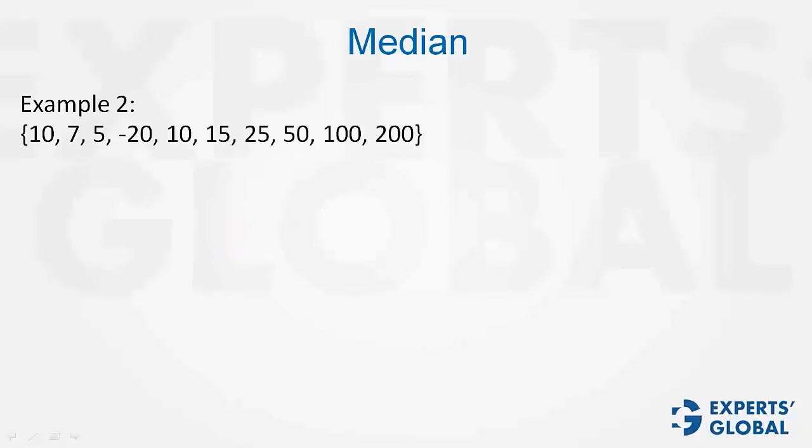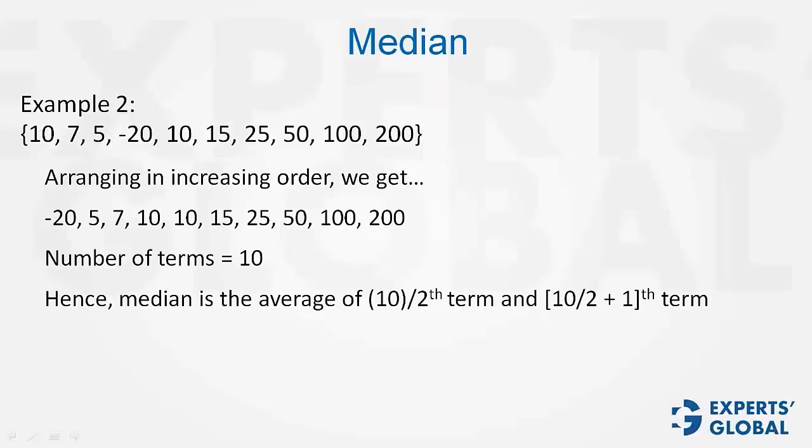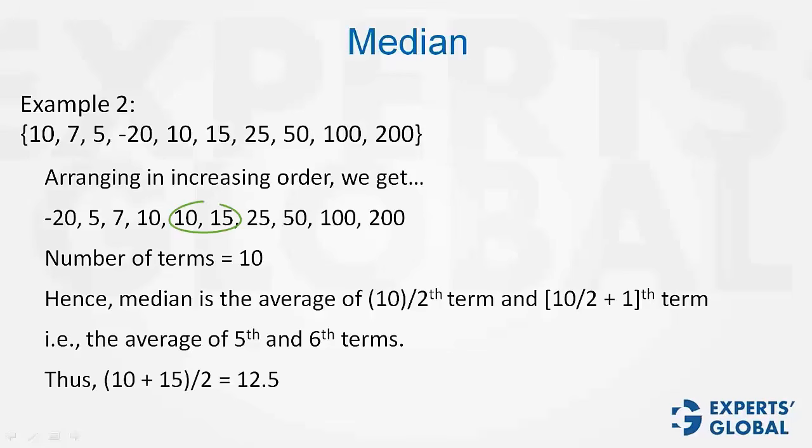The next example. Arrange the terms in the increasing order. We get this set. Number of terms is even. Therefore, median is the average of 5th and 6th terms in the set. It is the average of 10 and 15. So the median turns out to be 12.5.